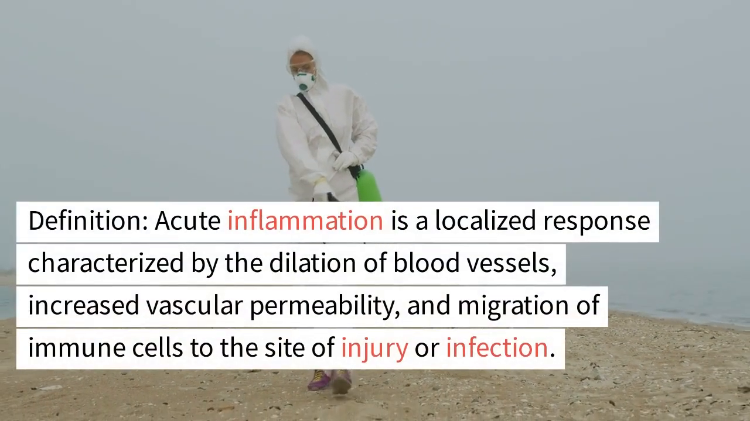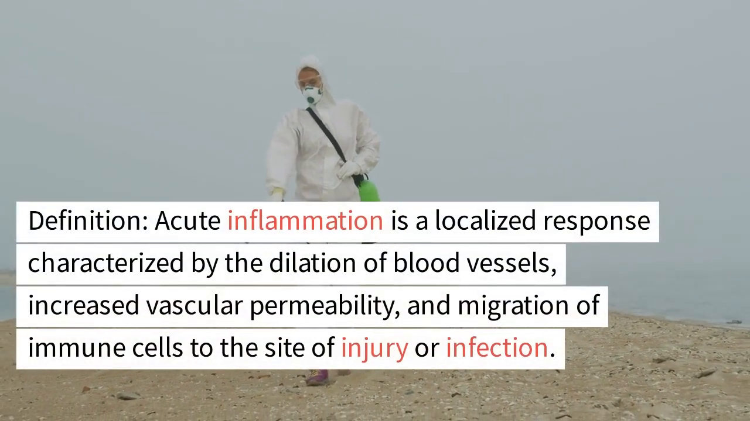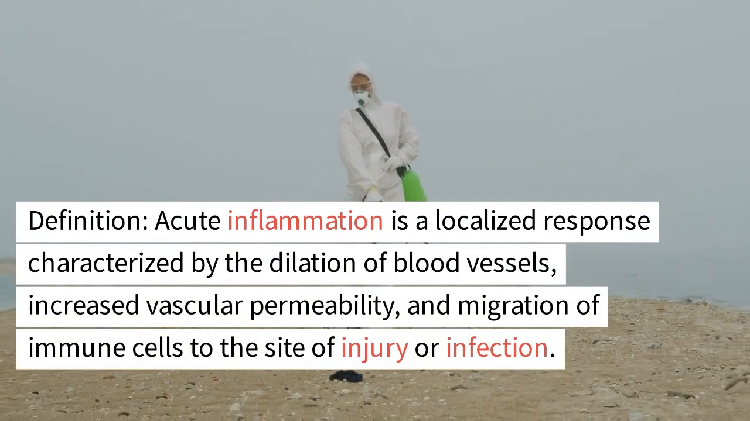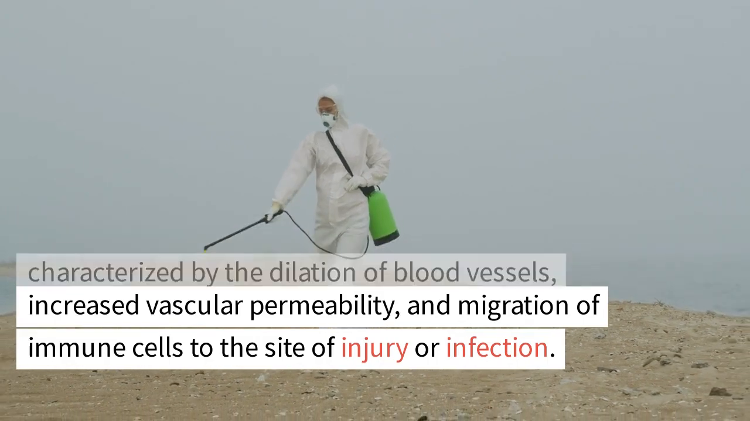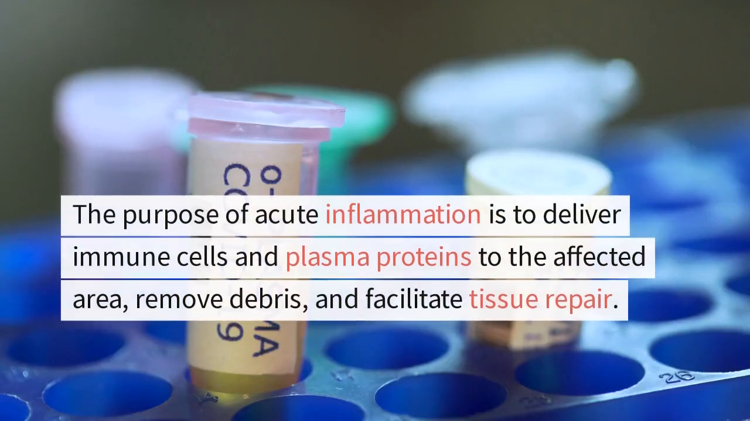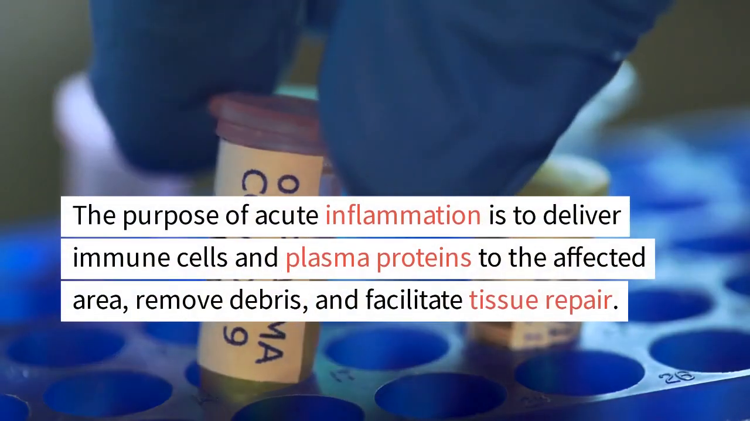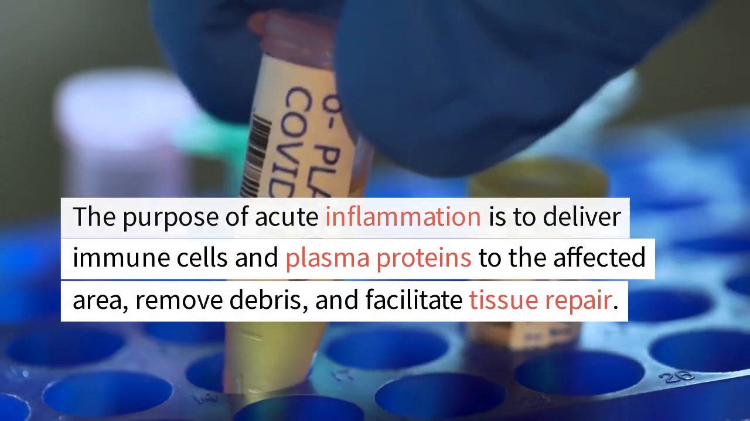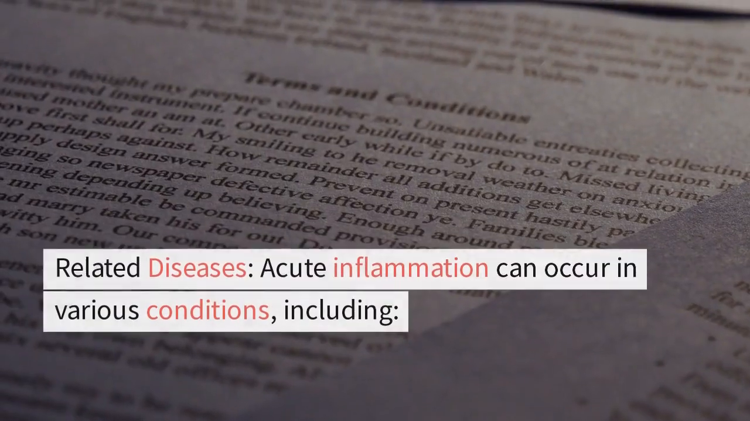Definition. Acute inflammation is a localized response characterized by the dilation of blood vessels, increased vascular permeability, and migration of immune cells to the site of injury or infection. The purpose of acute inflammation is to deliver immune cells and plasma proteins to the affected area, remove debris, and facilitate tissue repair.